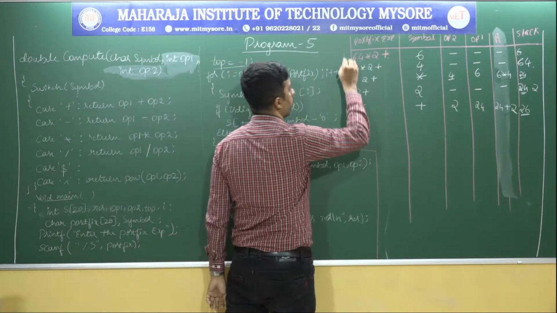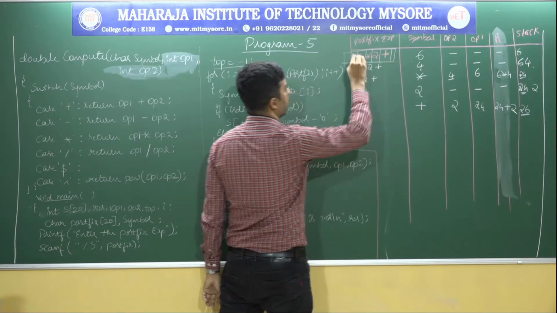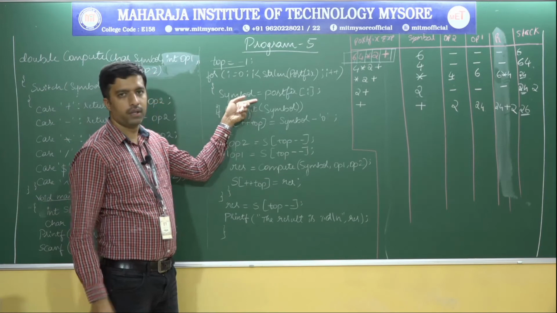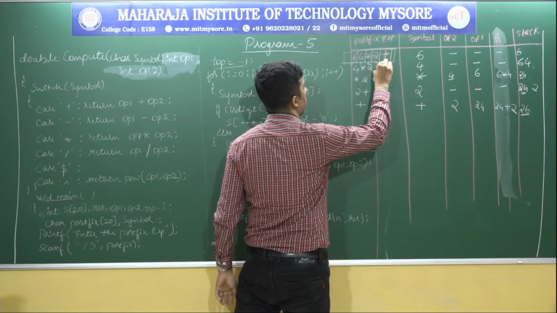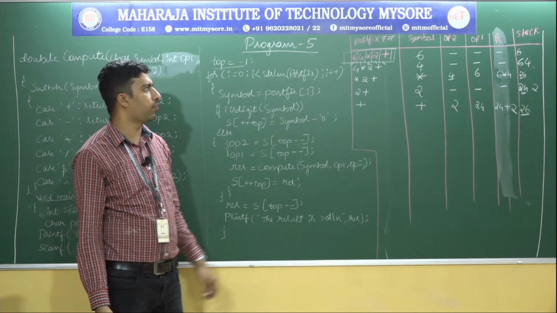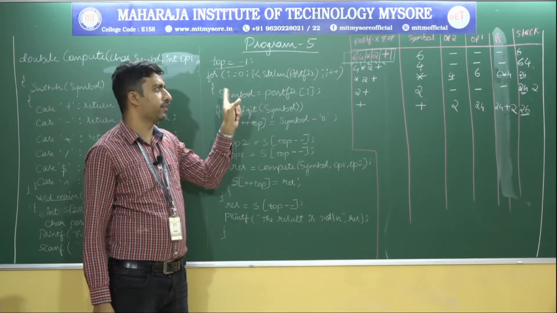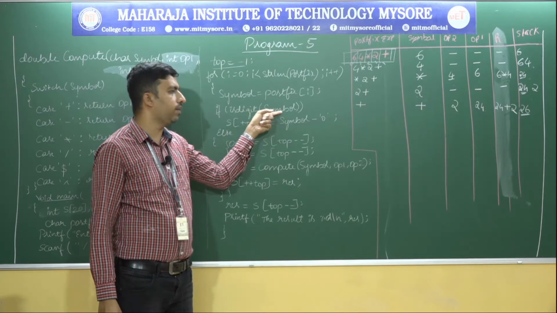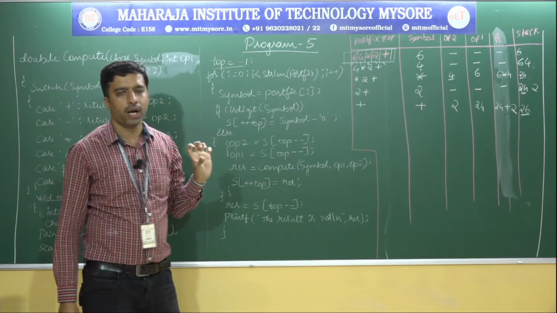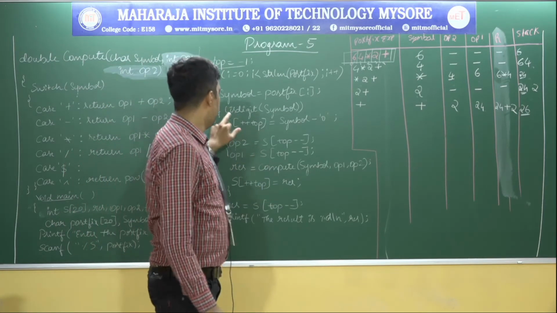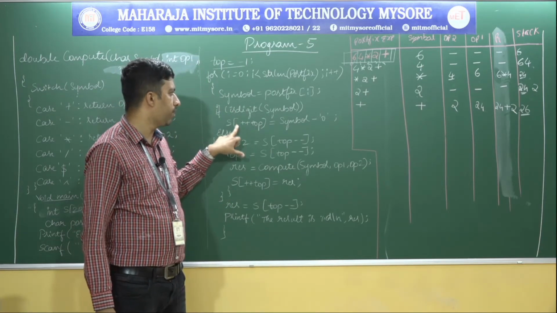Assume I store this inside my string. The first character is 6. This is the 0th position, then first, second, third, and fourth, and after 4 we have a null character. Now the symbol is 6. It checks whether the symbol is a digit, a numeric number or not. If it is a numeric number, just push it to the stack.